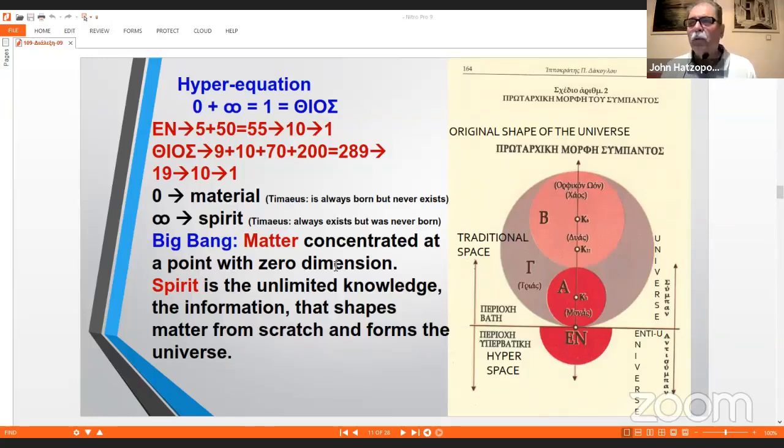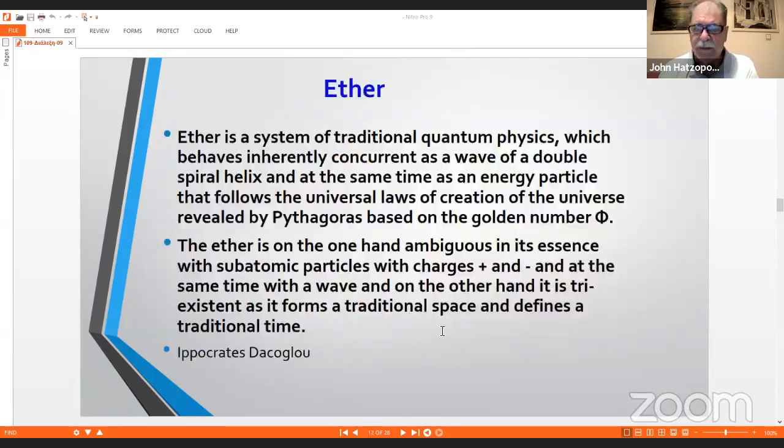I mean, according to the modern theory of the Big Bang, all this universe we see, all the material, was concentrated in one point. Then there was a big explosion and it started moving in all directions, creating the universe. The spirit here, the infinite, is the unlimited knowledge, the information that shapes matter from scratch and forms the universe.